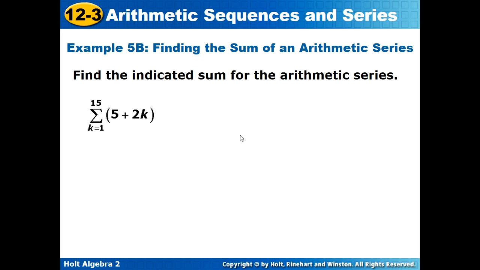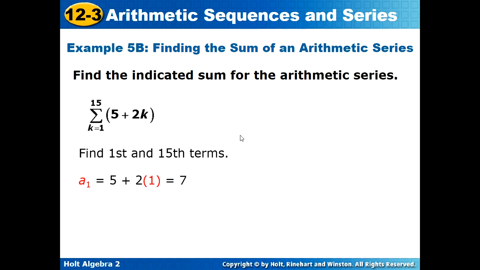Okay, so here's what you're going to be doing here. I want you to add the first term all the way through the 15th term. That's what that means there. So if you look at your sigma notation here, that's what these numbers represent. I want you to add the first term all the way up to the 15th term using that formula there. Okay, so now we just plug this into our formula.